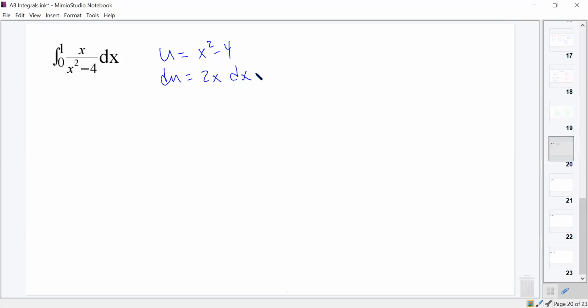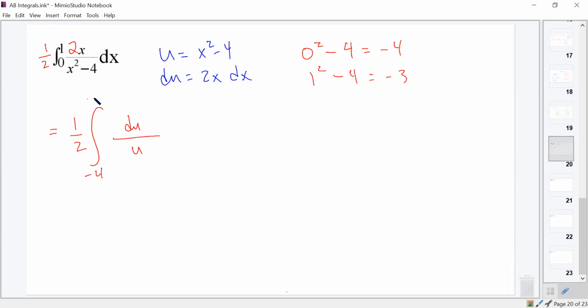So do I have a 2x dx? Nope. So we'll put in the 2, which means we'll put in the 1/2. And so we're going to get 1/2 of an integral of 2x dx, which is just du, and x squared minus 4 is u. The only thing we still have left to do is to figure out what our new limits of integration are because we've converted from x to u. So 1 squared minus 4 is -3, and 0 squared minus 4 is -4. So we're going to integrate from -4 to -3 now.